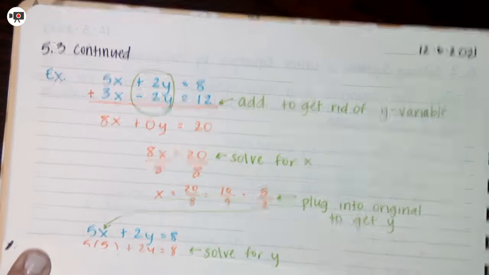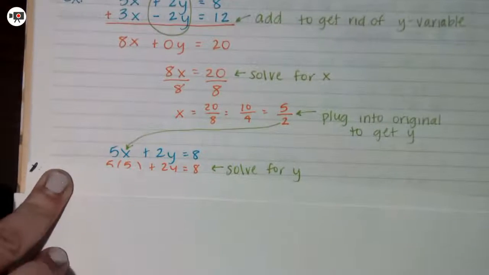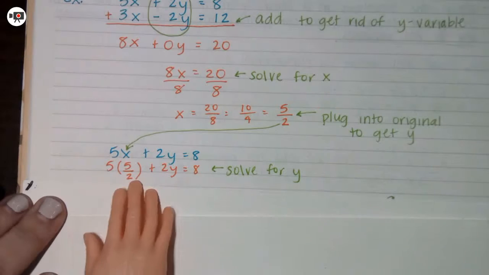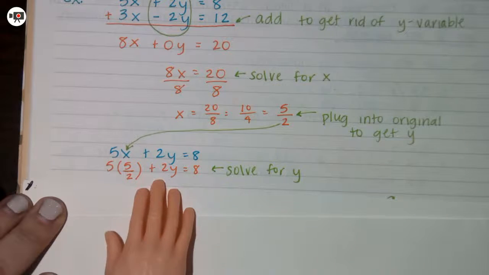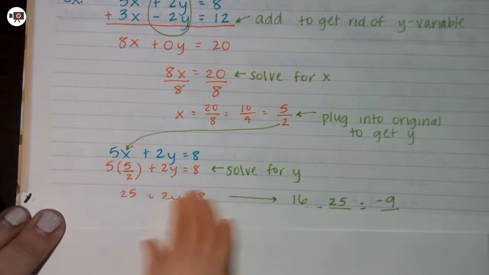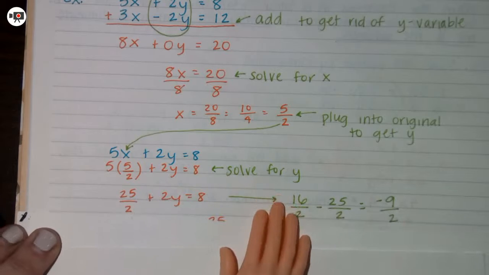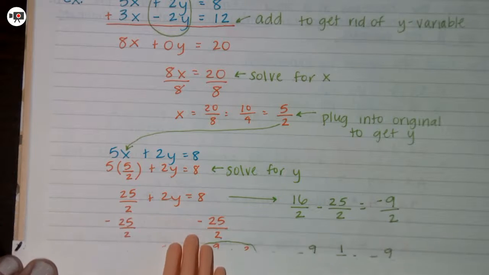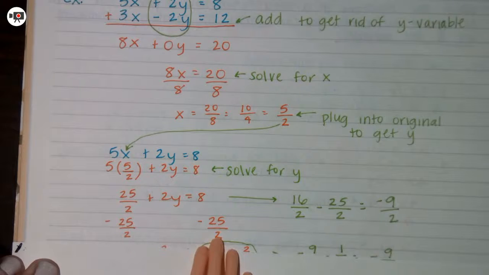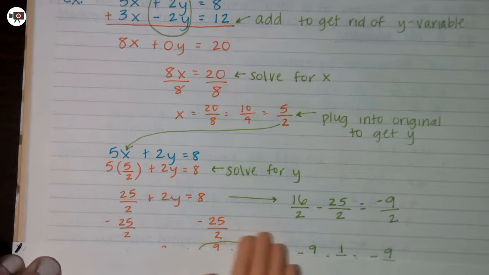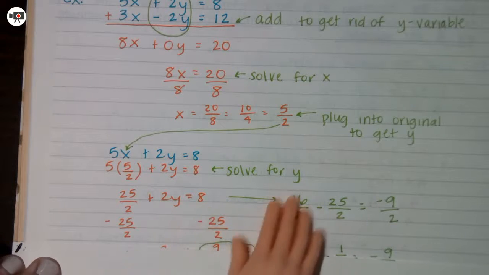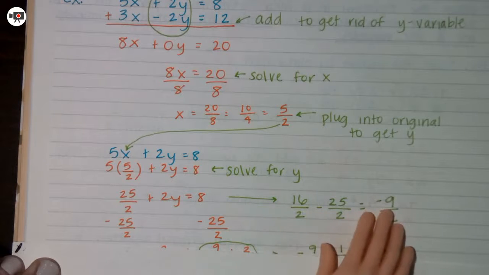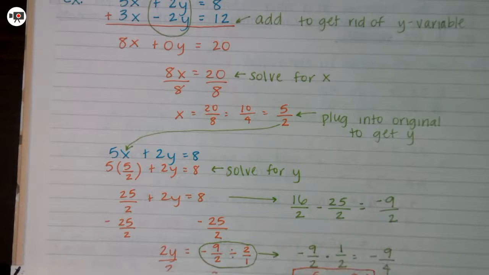So I'm going to choose to plug it into equation 1. You could choose either one. I just chose equation 1. So this is 5 times 5 halves plus 2y equals 8. Now I solve for y. So this is 25 over 2 plus 2y equals 8. Subtract 25 over 2 on each side. And you can see I changed 8 into 16 over 2. 16 minus 25 is negative 9 over 2.